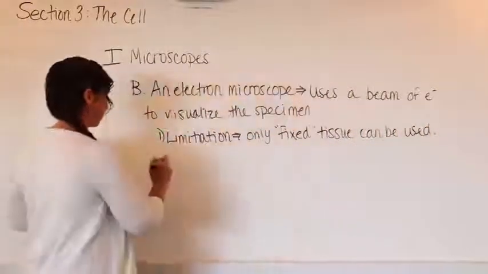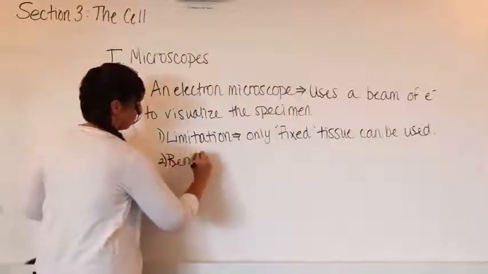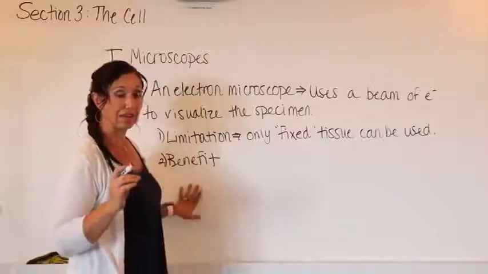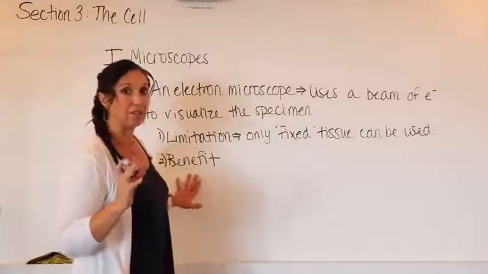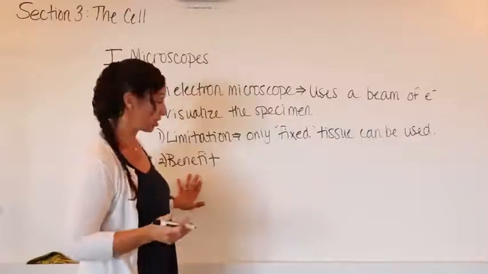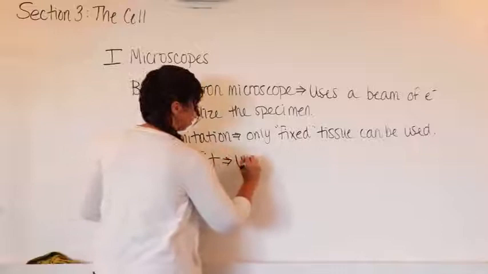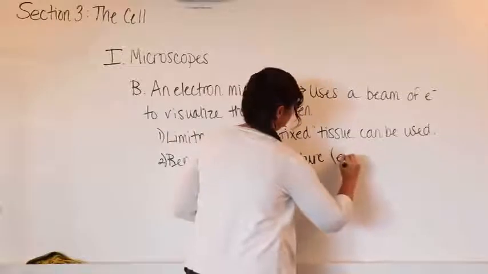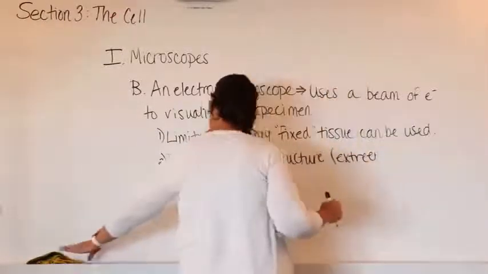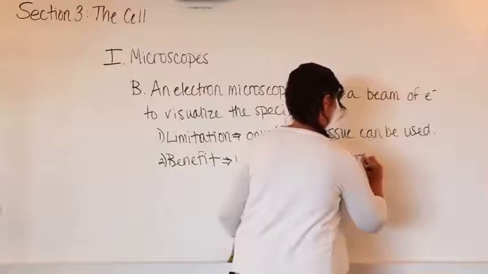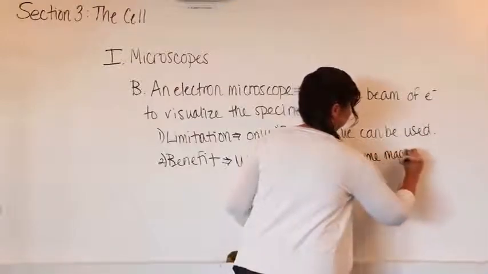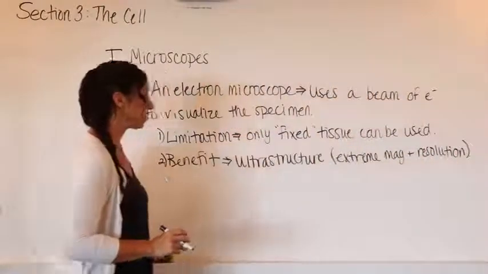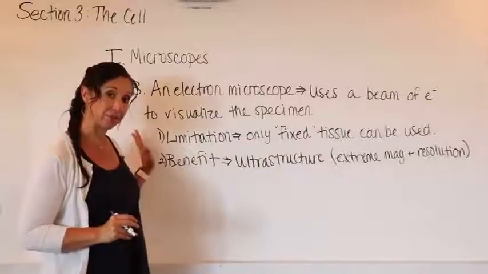But the benefit is you get extreme resolution and magnification. Something like this we like to call ultrastructure. The benefit is you get ultrastructure, which is extreme magnification and resolution. That's the beauty of the electron microscope.